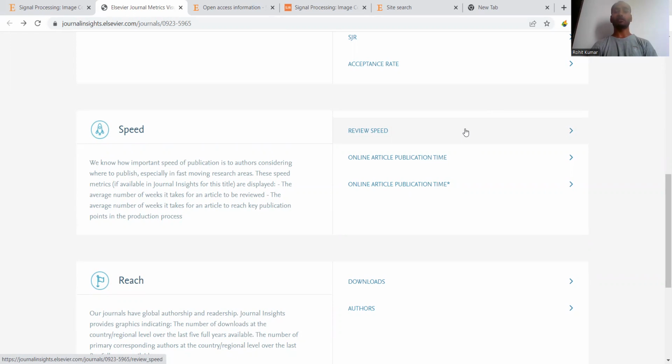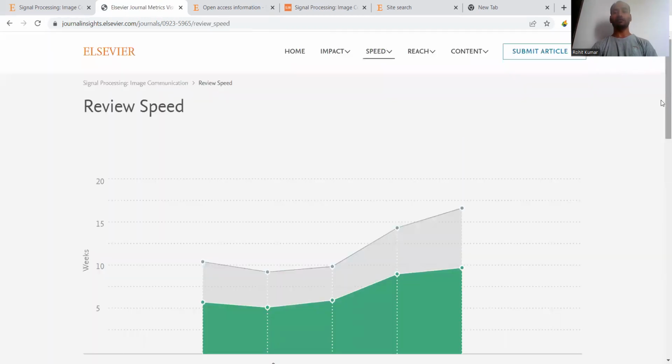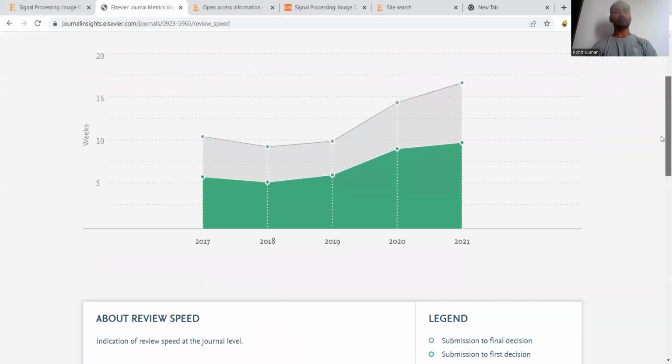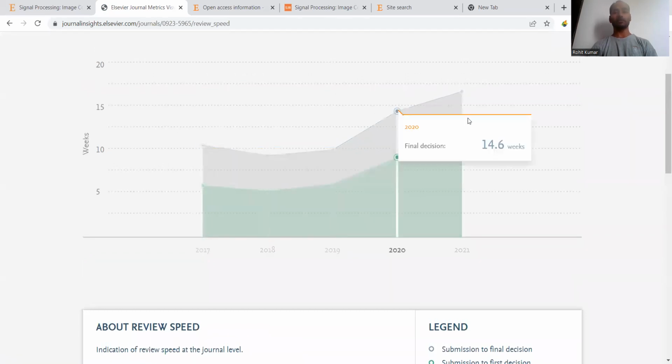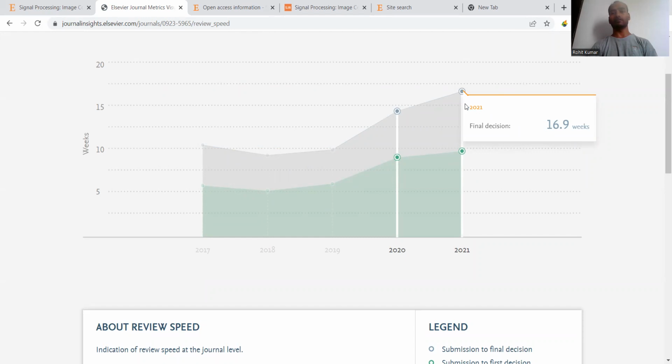If you don't have sufficient time for publication, then review speed should be good enough. So if the review speed metric is available for a journal, it's good, and you can see it. With respect to weeks, you can see here that it is 16.9 weeks to have the final decision. In this way, you can see that it is almost 4 to 5 months, means 5 months, because the bare minimum figure is listed down.